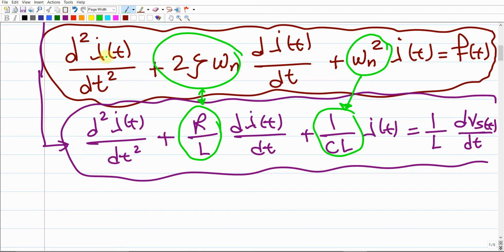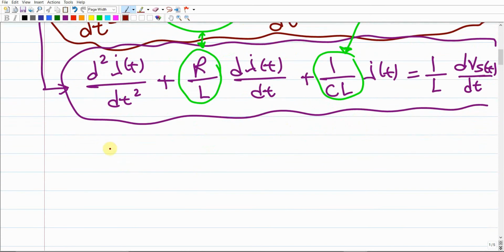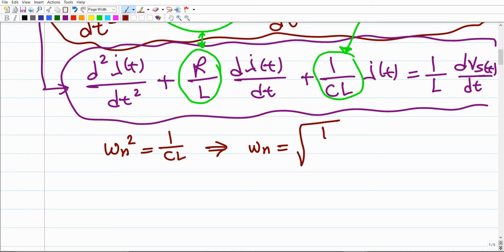These two terms always exist, because, as I mentioned, this is a general expression for a second order ODE that would be used for representing any system, whether an electrical system, like this electrical circuit that we're already considering, or even a mechanical system. So simply we're going to conclude that omega n squared should equal 1 over CL. From this we can conclude that omega n itself should be the square root of 1 over CL. Make sense? What else?